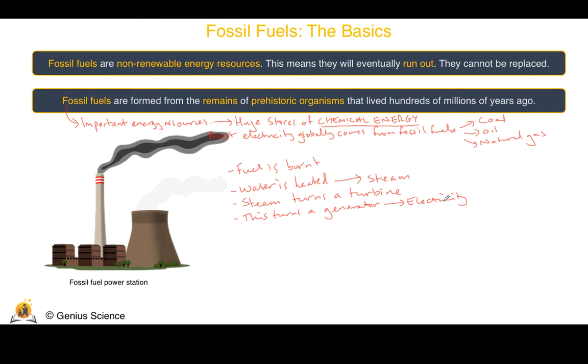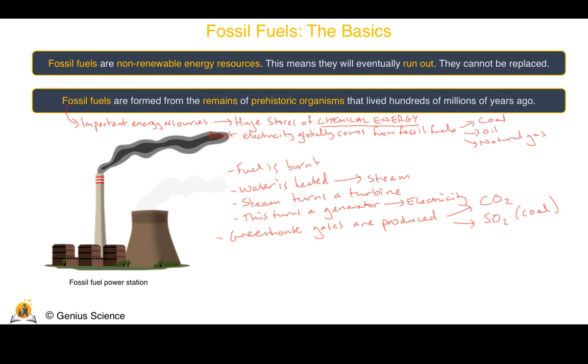However, when fossil fuels are burnt, greenhouse gases are produced. These include carbon dioxide and sulfur dioxide. Sulfur dioxide is mainly produced when coal is burnt. There is some produced from oil as well.